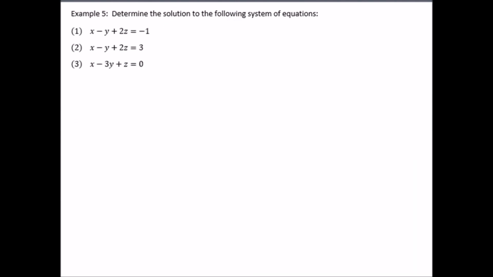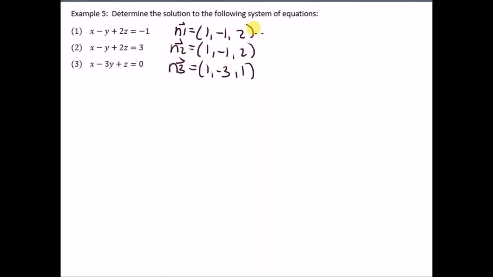All right, example 5, let's determine the solution for the following system of equations. So normal 1 is 1, -1, and 2. Normal 2 is 1, -1, and 2. And normal 3 is 1, -3, and 1. So if we take a look at these, normal 1 equals normal 2. They're not even multiples of one another, they're exactly one another.